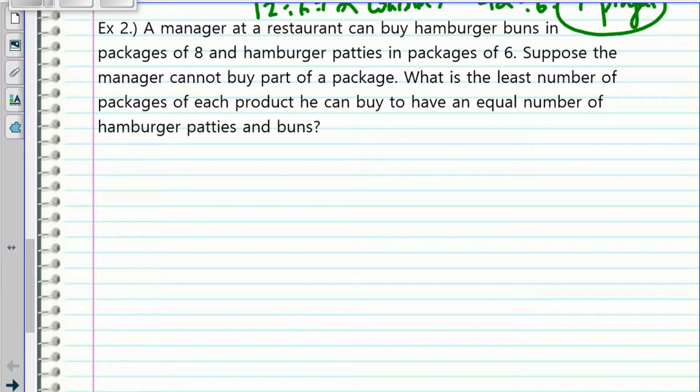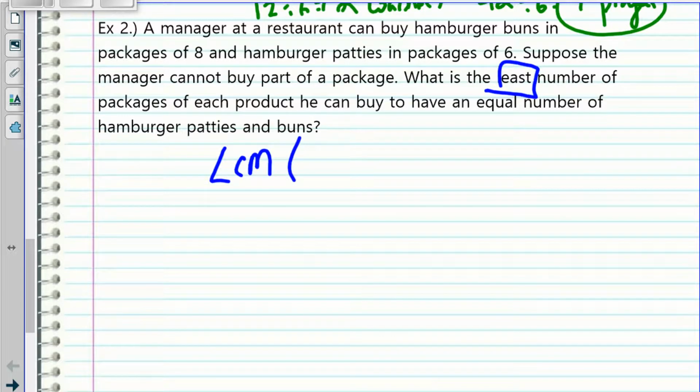Okay, all right. Now, a manager at a restaurant can buy hamburger buns in packages of 8 and hamburger patties in packages of 6. Suppose the manager cannot buy part of a package. So you see the sort of language here, right? You can't break them up. What is the least number of packages of each product? There you go, least, right? LCM. So let's find the LCM between 8 and 6.